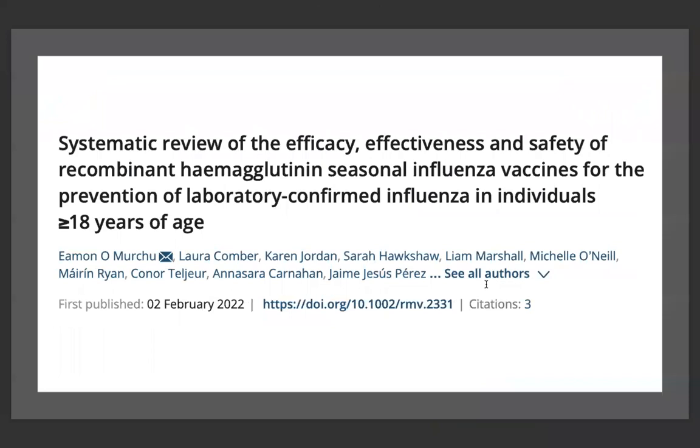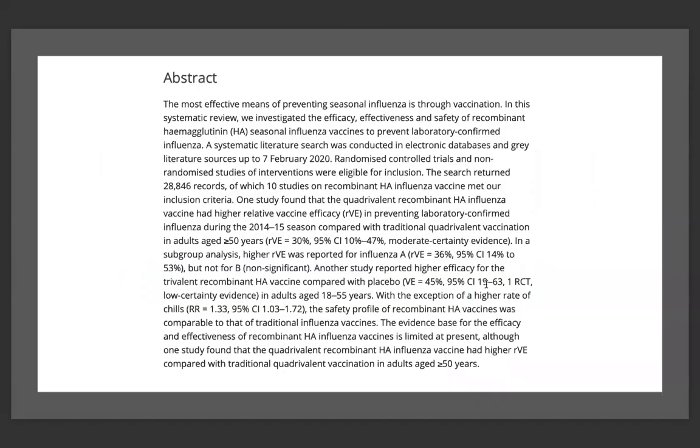Systematic review of the efficacy, effectiveness, and safety of recombinant hemagglutinin seasonal influenza vaccines for the prevention of laboratory-confirmed influenza in individuals greater than 18 years. Abstract. The most effective means of preventing seasonal influenza is through vaccination.